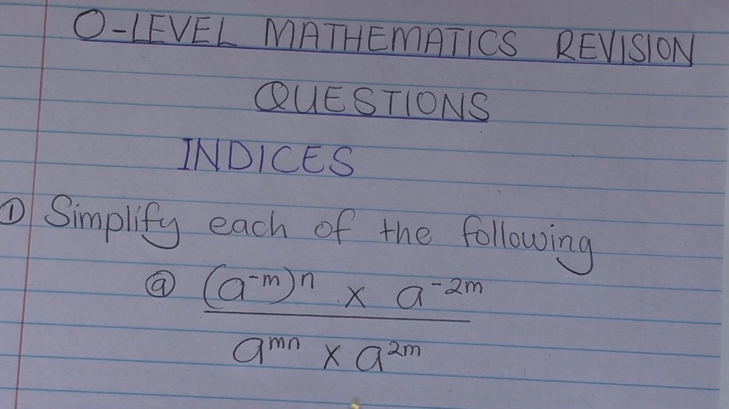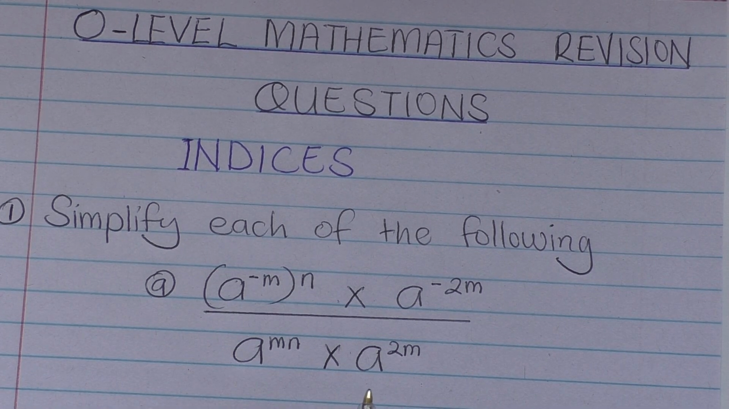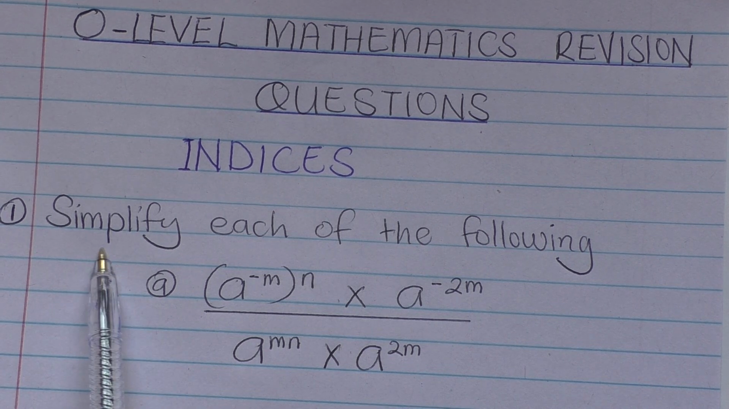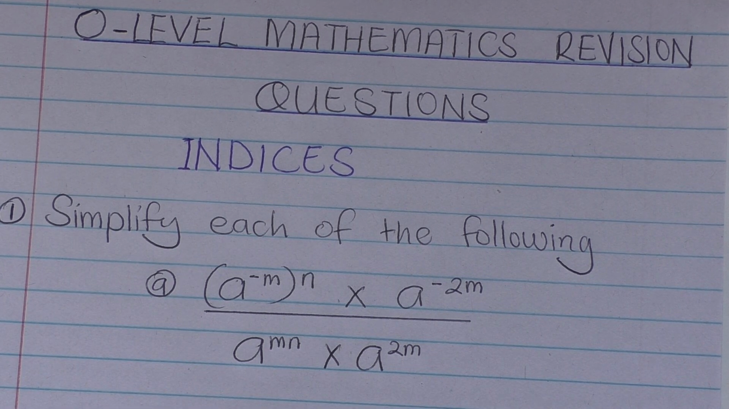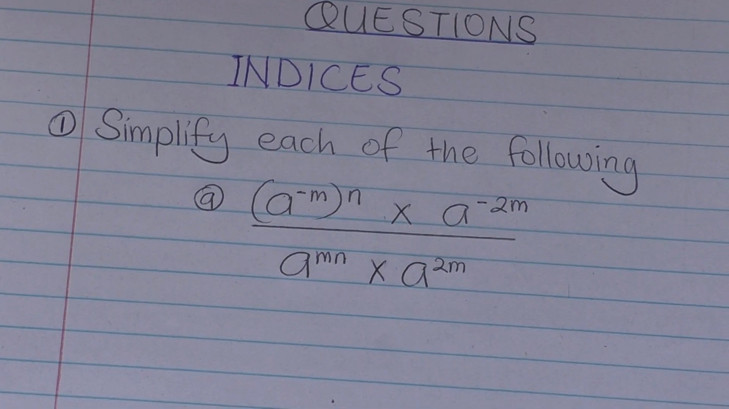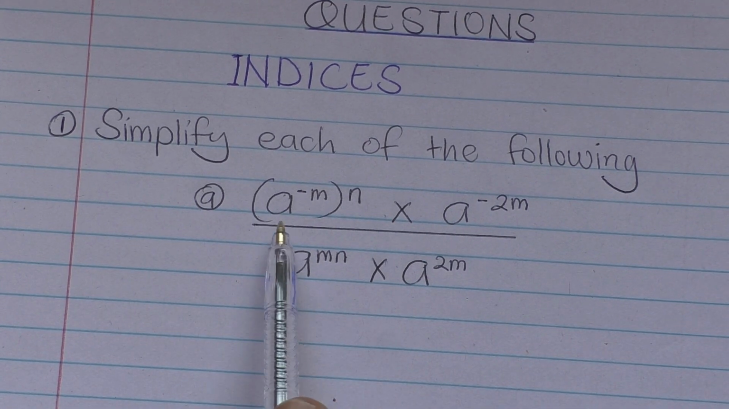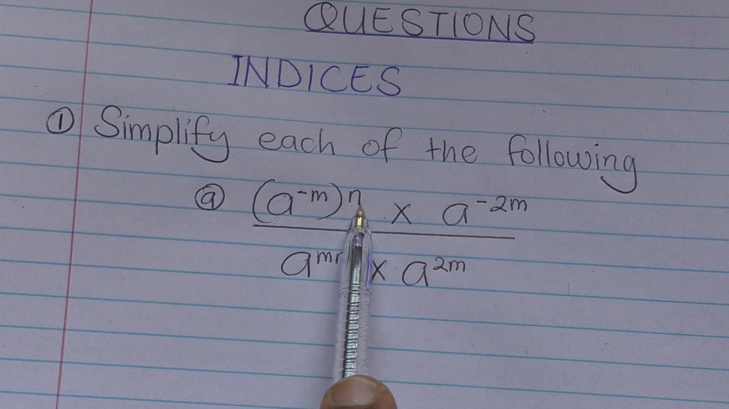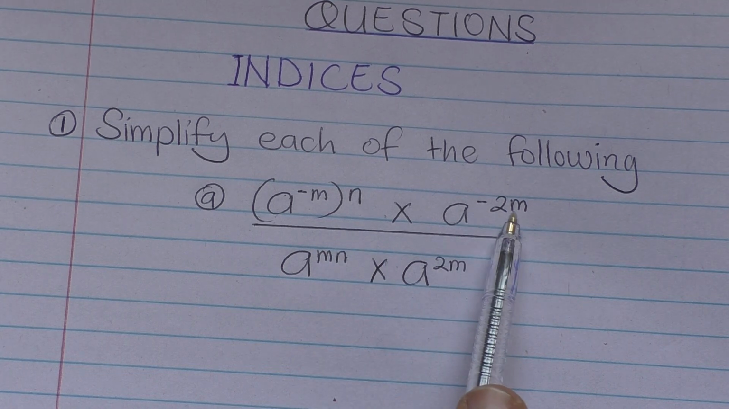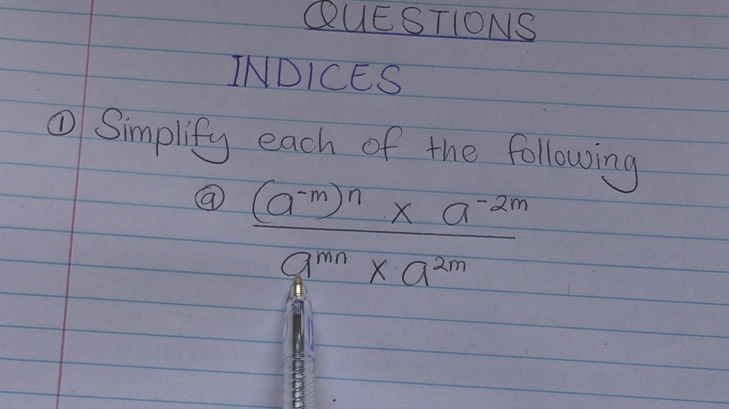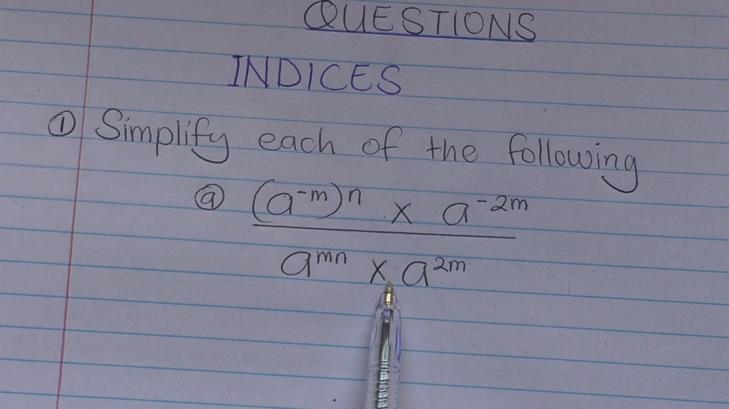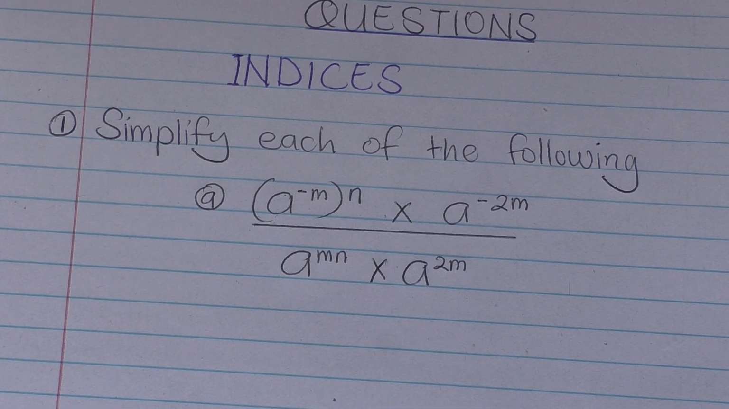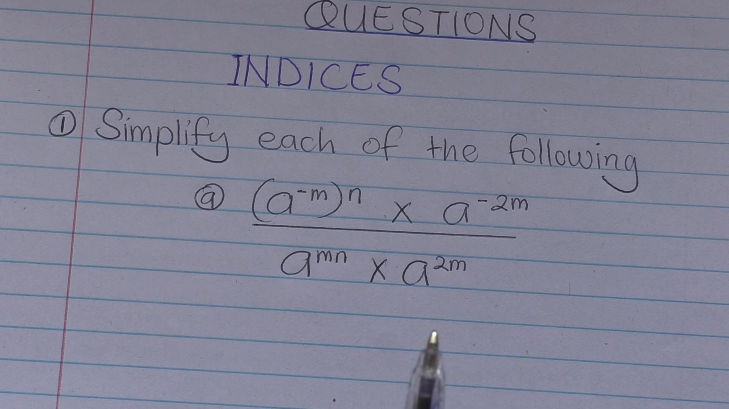Yes, our first question among the applications of indices is: simplify each of the following. We are to simplify each of the following, and our first part is a power negative m power n times a power negative 2m over a power m times a power 2m. So we are to use the laws of indices to simplify these problems.